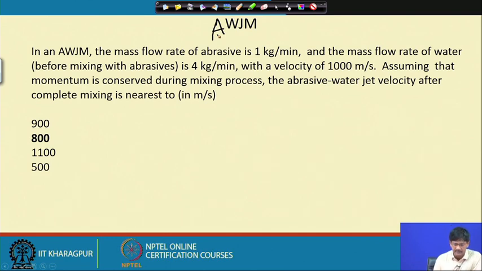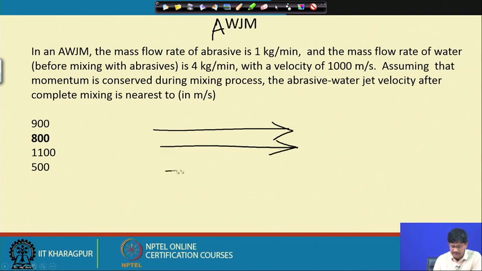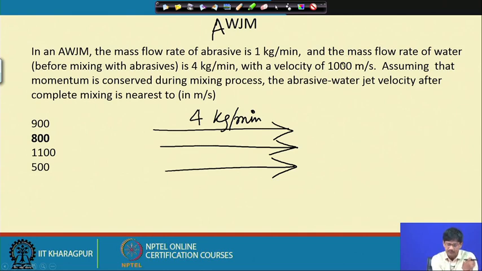So, what is this dealing with? In abrasive water jet machining, water is coming at high speed and it has a definite mass flow rate. The mass flow rate is given to be 4 kg per minute, and its speed is very high, with a velocity of 1000 meters per second. So, we can immediately find out its momentum. How do we find it out? Mass into velocity.